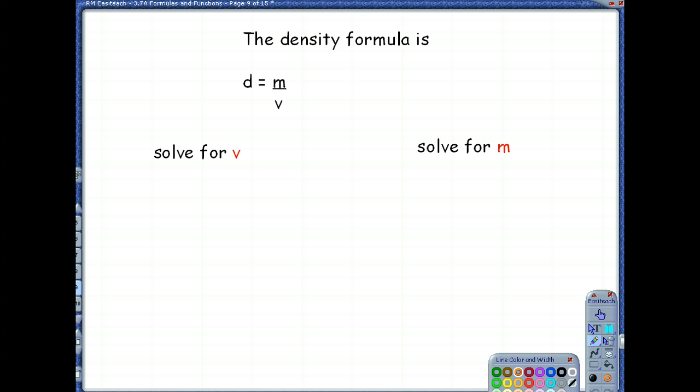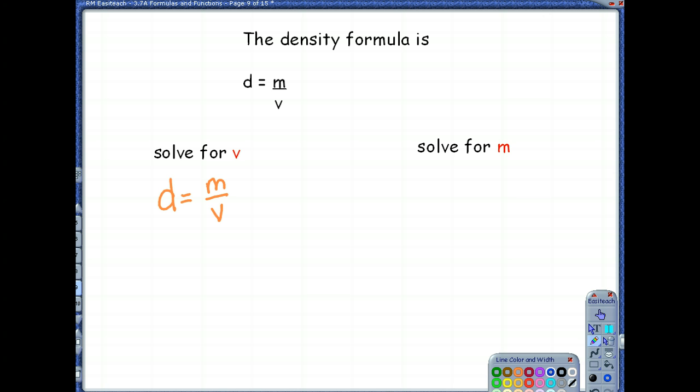The next one is the density formula. D equals m over v. This is one that you've probably seen in science before too. To get the v by itself, or to get the m by itself, I can manipulate this equation. Now, I'll tell you guys that regardless of which one I do by itself first, I really want you guys to notice that we've got a fraction equation here.